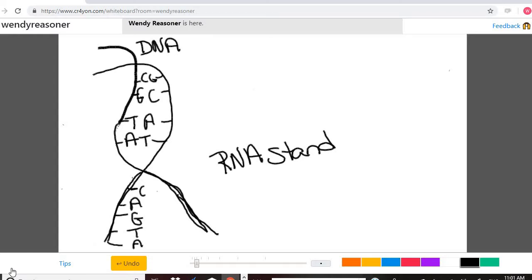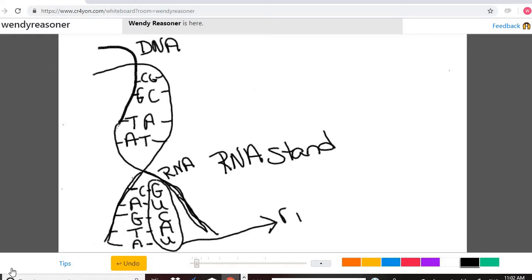So the RNA strand, we said that cytosine links with guanine. Adenine is going to link with uracil because there's no thymine in RNA. Guanine will link with cytosine. Thymine links with adenine. And then again, this adenine will link with uracil because there is no thymine in RNA. So this is the RNA strand that has been copied from the DNA strand. And this RNA strand will then travel to the ribosome so that the specific protein can be made.